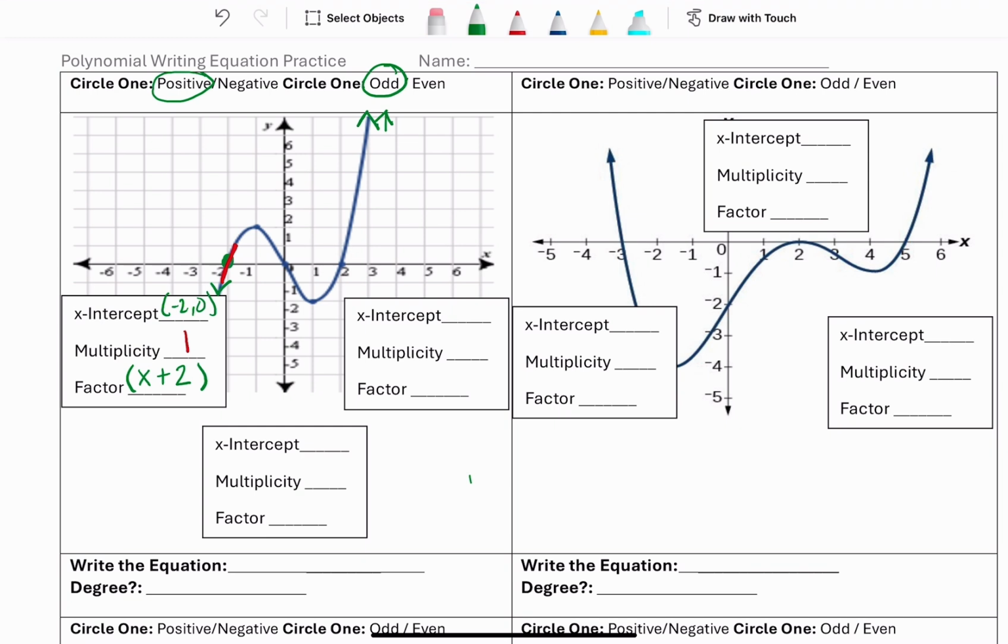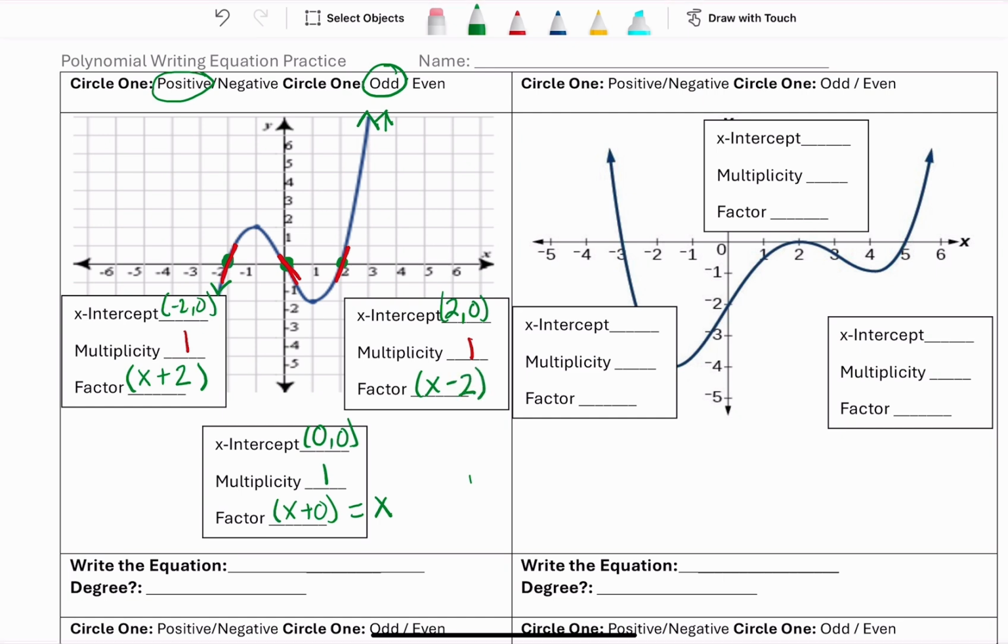Now I go to the next x-intercept. My next x-intercept is at 0, so I have 0, 0. The multiplicity is again 1 because it's just going through the x-axis. You can write this one of two ways: x plus 0, or just x. The last one is 2, 0. That has, again, a multiplicity of 1 because it's going through the x-axis, and that factor is x minus 2.